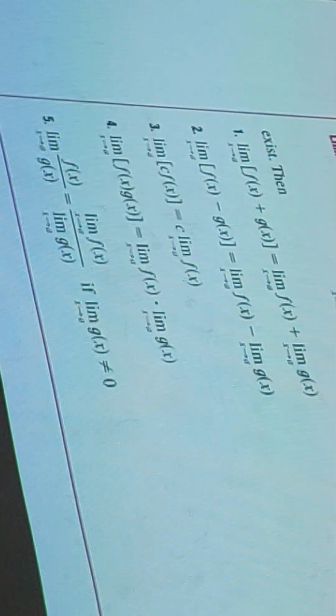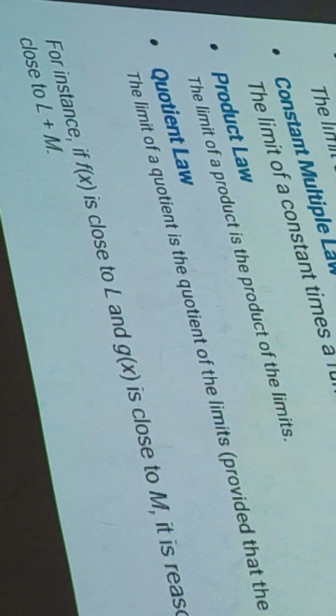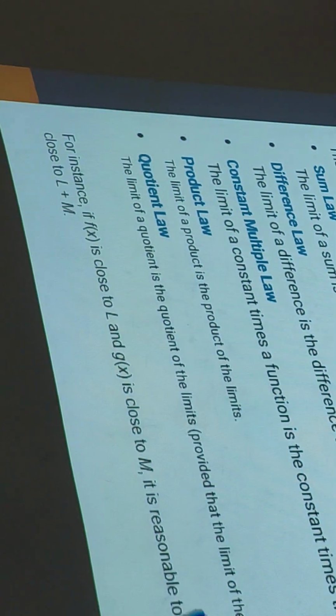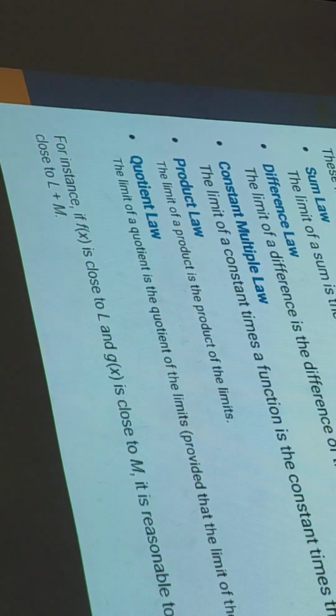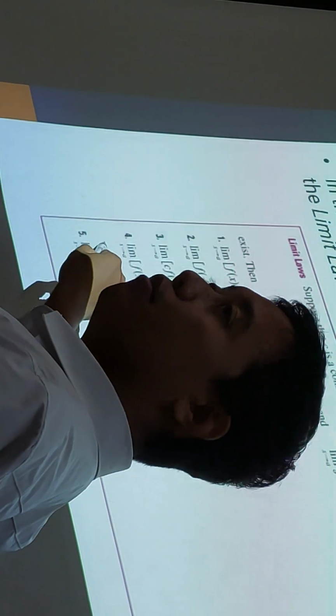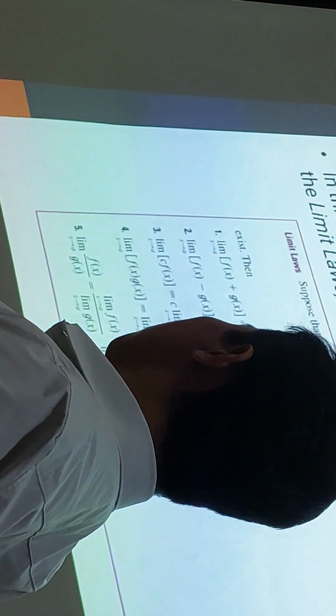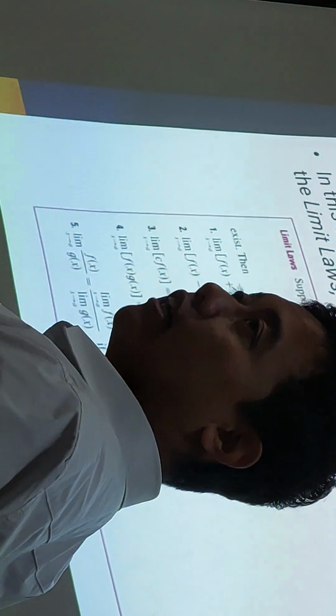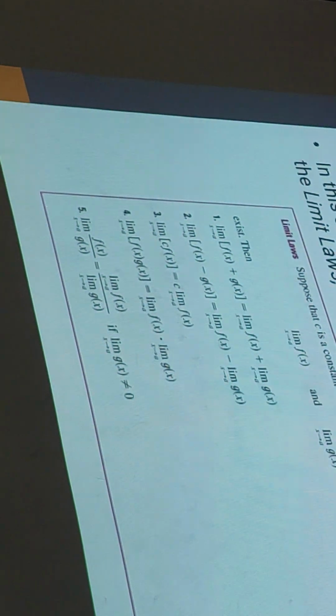Okay, and then number 4, product law. The limit of a product is the product of the limits. If we have a multiplication operation between two functions in the limit, it equals the limit of the first function multiplied by the limit of the second.